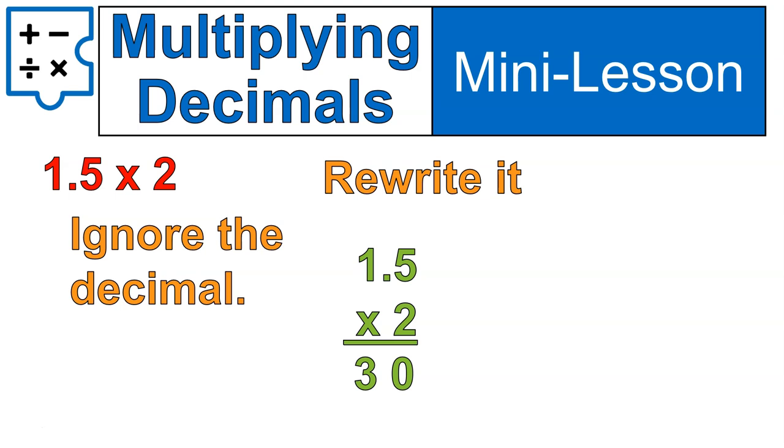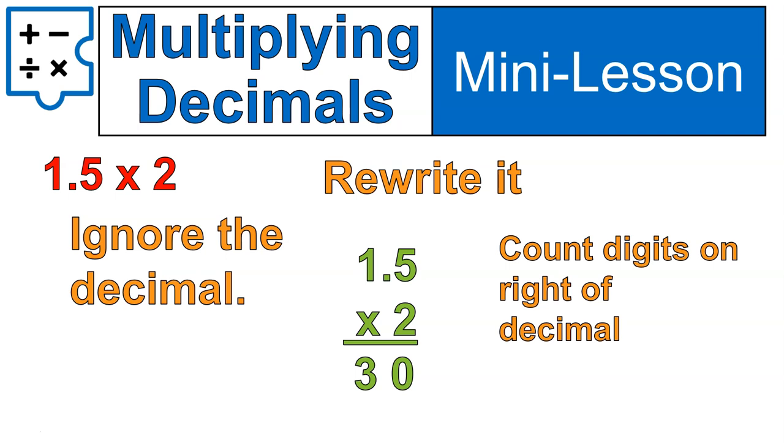Anyway, now that we've gotten to this point and we have 15 times 2 is 30, now we have to go back and think about the decimal. You count the digits on the right of the decimal. So in this case, I only have one digit on the right of the decimal. In both of those numbers, the only number on the right of the decimal is that 5, 1.5. We said ignoring it, it would be a 15. Now it's a 1.5 again. One number on the right of the decimal.